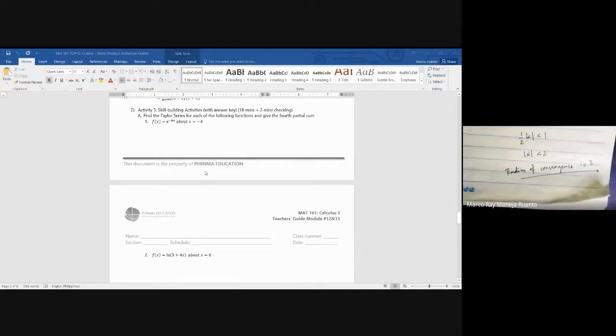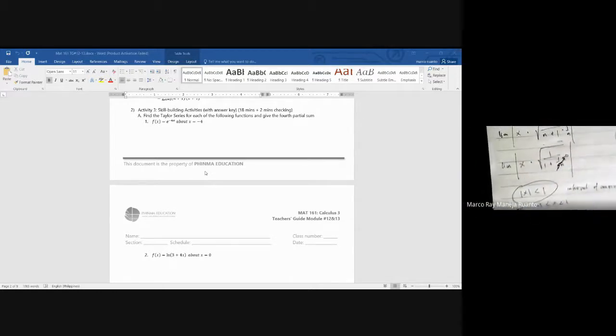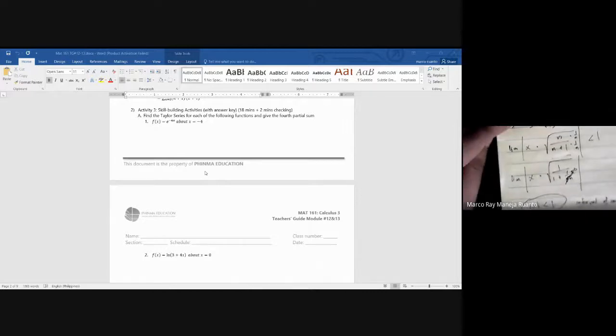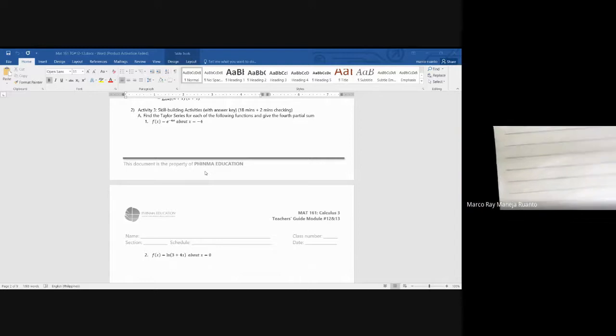Okay, what it asks here is up to the fourth partial sum. Let us try to express the power series of the given function e to the power of 6x using a Taylor series where x is equal to -4.